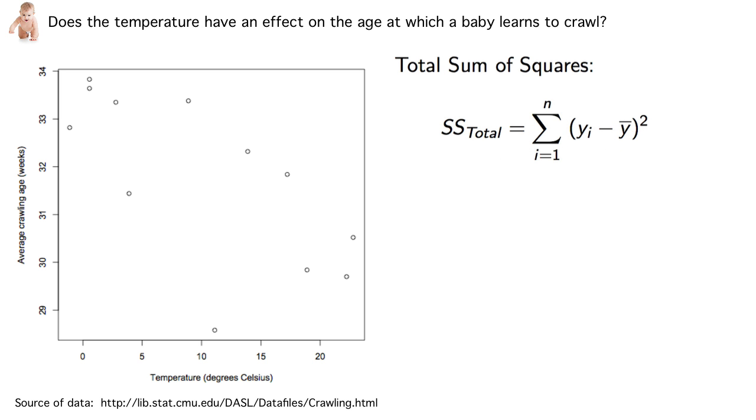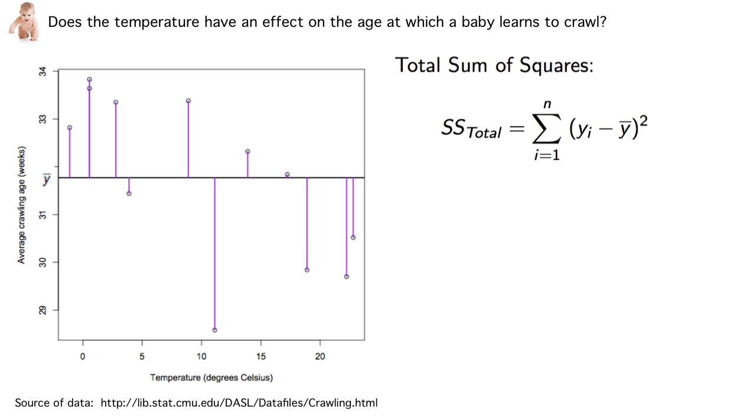We can visualize the deviations that make up the total sum of squares in this plot. We'll draw a horizontal line at the mean crawling age, the mean of y. And we'll add some purple vertical lines which show the distance from each y sub i, that is, each value of the crawling age, to its mean. To find the total sum of squares, we'd square the length of each of these purple lines and add them up. The resulting sum is called the total sum of squares again.